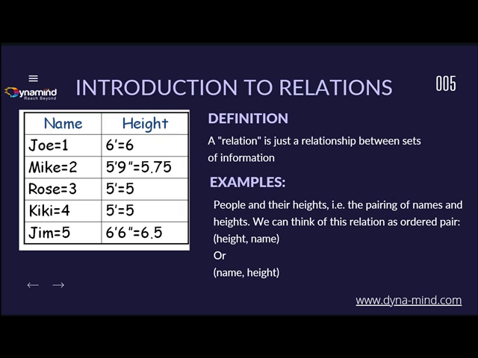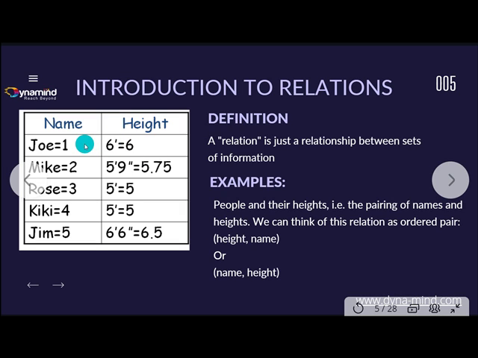Now we come to something very interesting, and this you will keep seeing again and again as you go along. Relation, as the name implies, is a relationship between sets of information. For example, suppose in your class you have 5 students, Joe, Mike, Rose, Kiki and Jim, and we represent these people by numbers 1, 2, 3, 4, 5 respectively. Joe has height 6 feet, Mike 5 feet 9 inches, Rose 5 feet, Kiki 5 feet, and Jim 6 feet 6 inches.